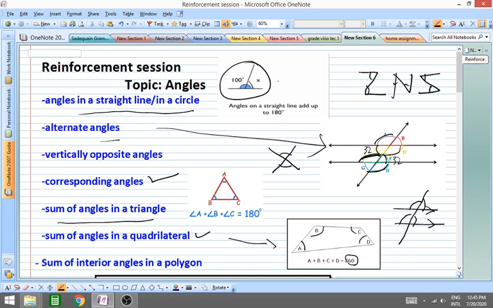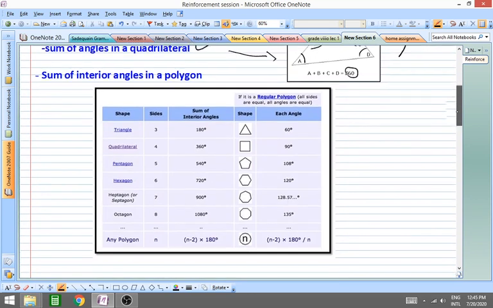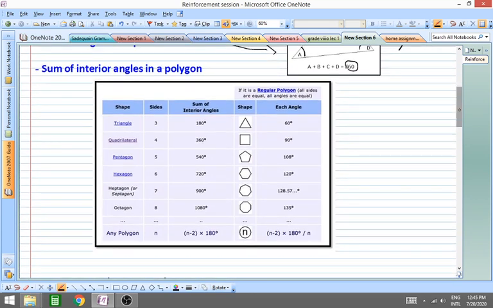Now what if you have a shape other than a quadrilateral? A triangle is a three-sided figure, a quadrilateral is a four-sided figure. Now what if we have a pentagon or hexagon? So here I have represented a chart for your help. Now the sum of interior angles in a polygon. As you can see, the triangle has three sides. The sum would add up to 180 degrees and the shape is given in front of them.